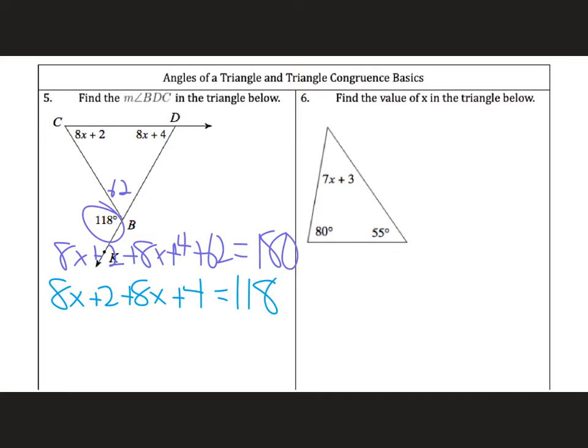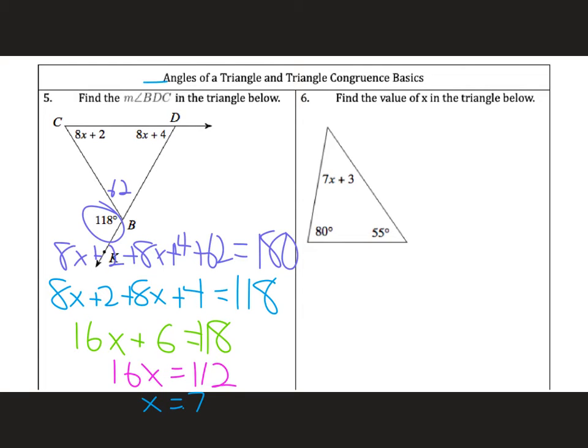So now I'm going to combine like terms. 8x and 8x is 16x. 2 and 4 is 6. That's going to be 118. I'm going to take care of that 6 first, so I'm going to subtract the 6 from both sides. I get 112. And then I'm going to divide both sides by 16. And everyone knows that 112 divided by 16 is 7. I don't know if everyone knows that. I may have just used a calculator because I was feeling lazy.